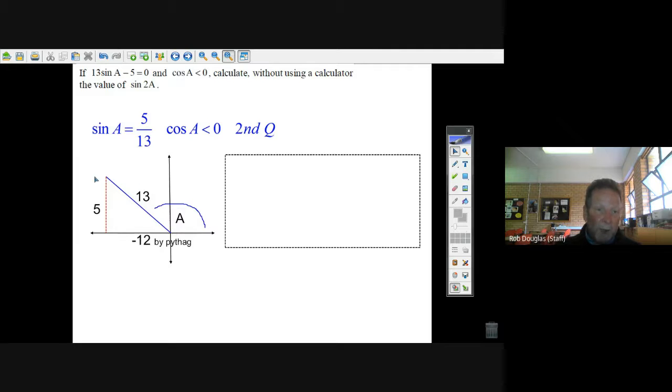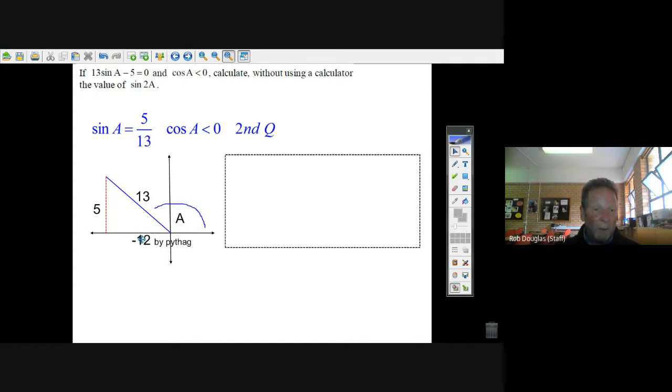Now, you make a triangle here. You drop this straight down, go to this quadrant and make a triangle. Now, you know that the long side is 13, and you know that the short side is 5 because it's opposite over hypotenuse, opposite over hypotenuse.